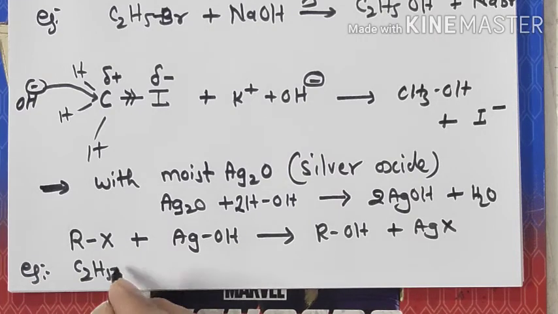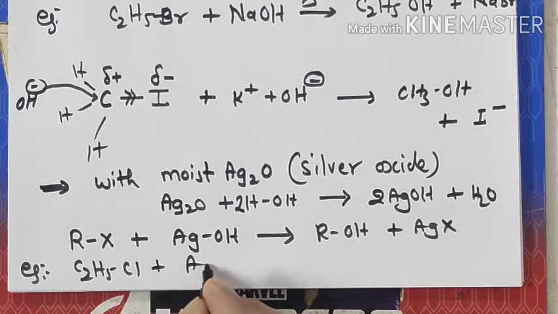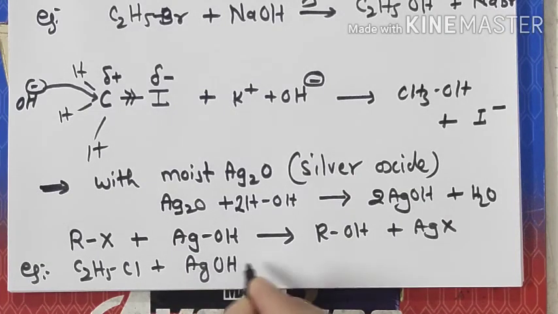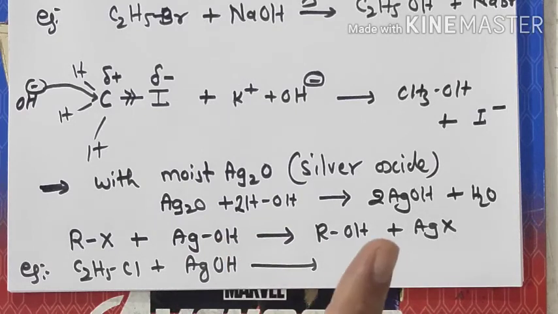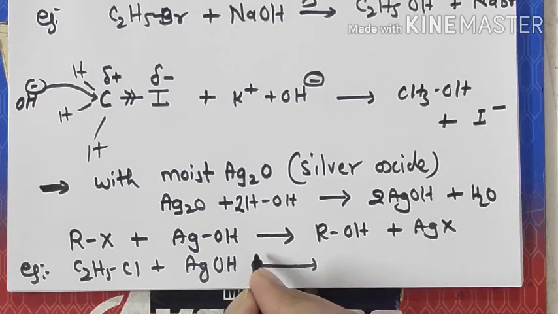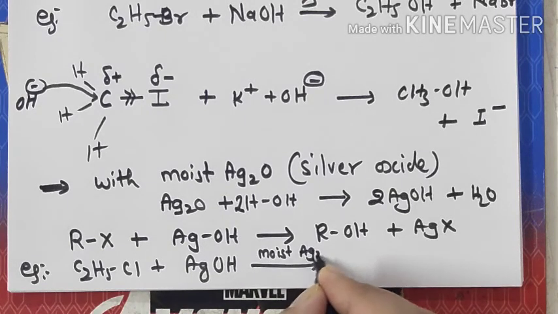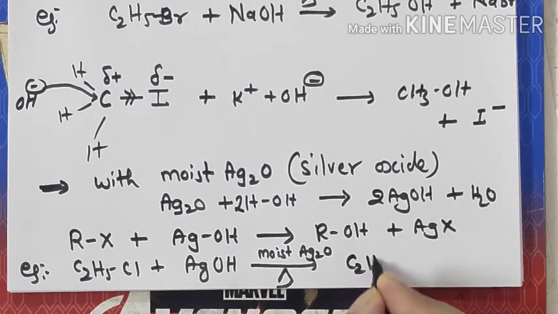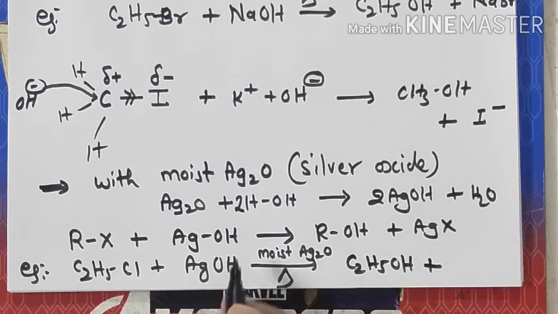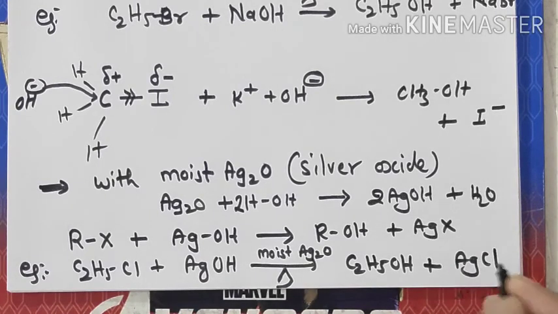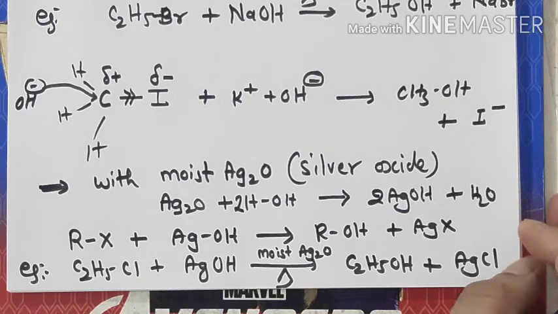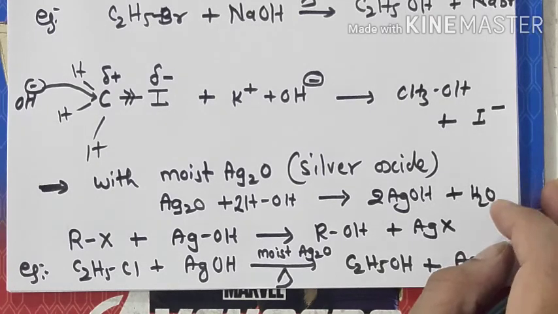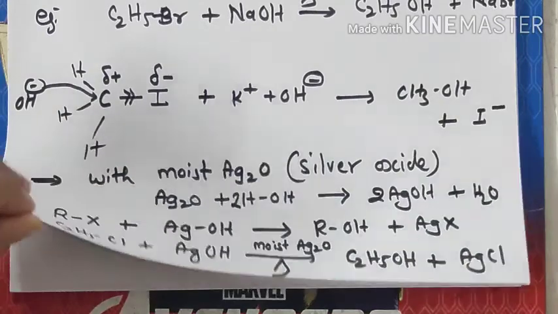Let me take one example. Suppose I take C2H5Cl, ethyl chloride. I treat this with AgOH. But understand this AgOH is nothing but moist silver oxide. Right, I can write here on the arrow moist Ag2O, and I heat this. This is what we write during the exam. Okay, so C2H5OH will be formed, that is ethyl alcohol, plus Ag is going to combine with Cl to form AgCl. Right? So in this way we form alcohol. Now moving to the next reaction.